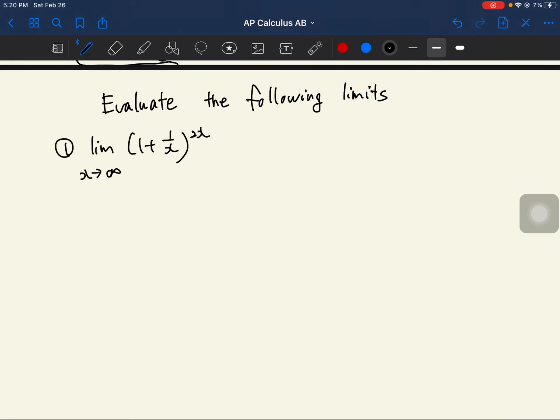Today, I'm here to explain about this question. Evaluate the following limits. Limit of (1 plus 1 over x) to the power of 2x as x approaches infinity. This looks so complicated. You might want to just plug in infinity for x, like 1 plus 1 over infinity, which is 1 to the power of infinity.